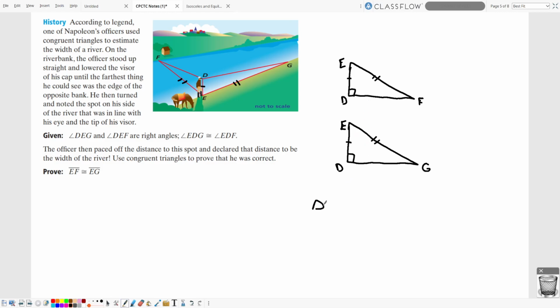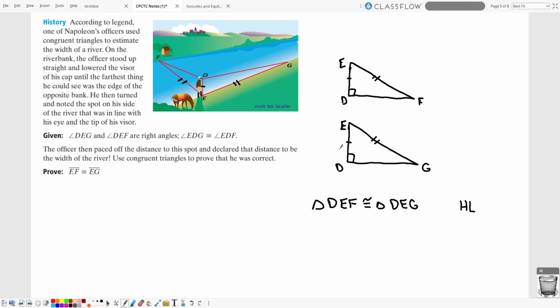So triangle DEF is congruent to triangle DEG. Why is this congruent? Of course, this would be HL. So that covers our triangle congruence.